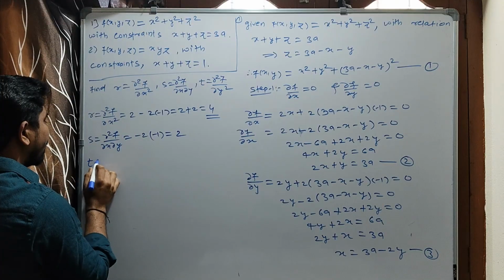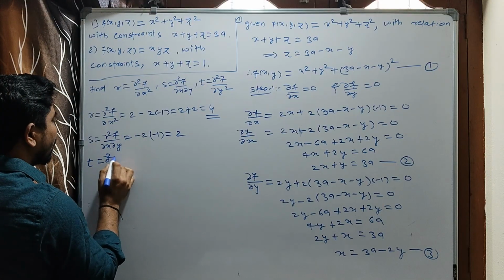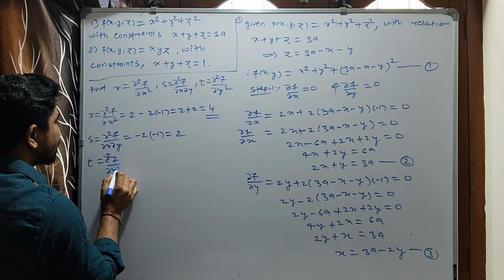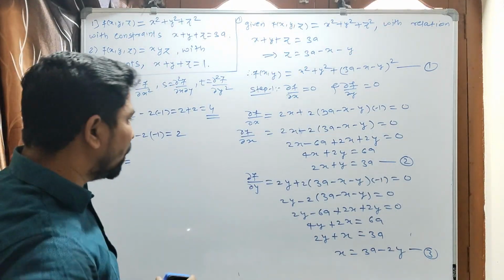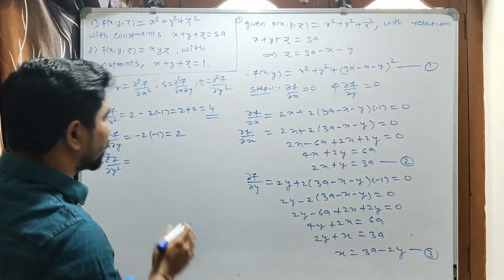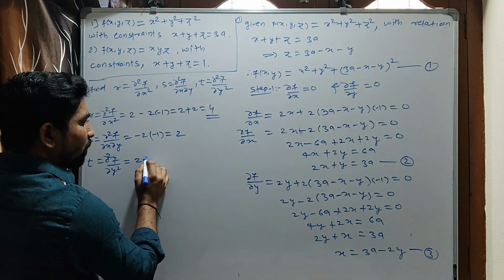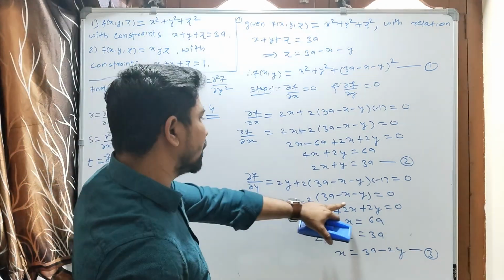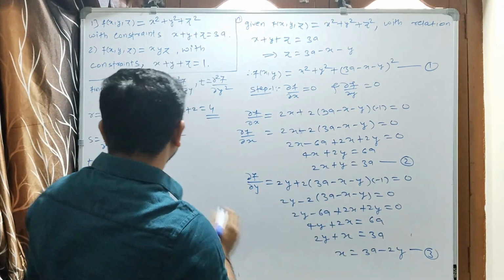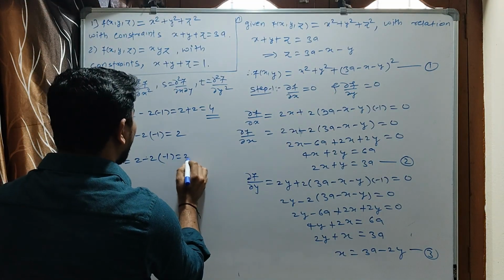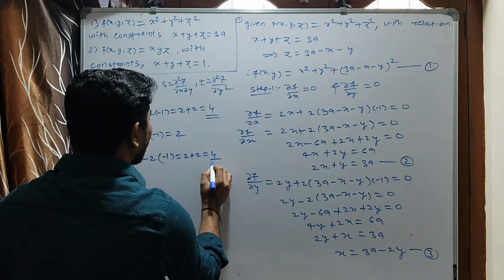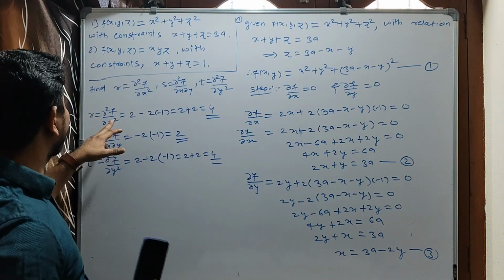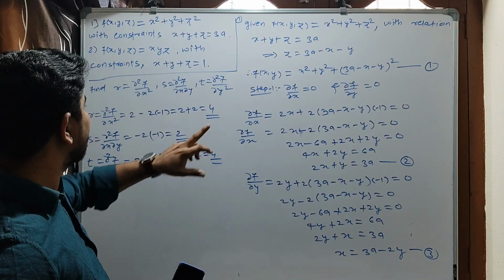Therefore now I want to find T equal to ∂²f/∂y². Here this is 2 minus 2 times in bracket minus 1, which is equal to 2 plus 2, which is equal to 4. So here this is my r, that ∂²f/∂x² constant.